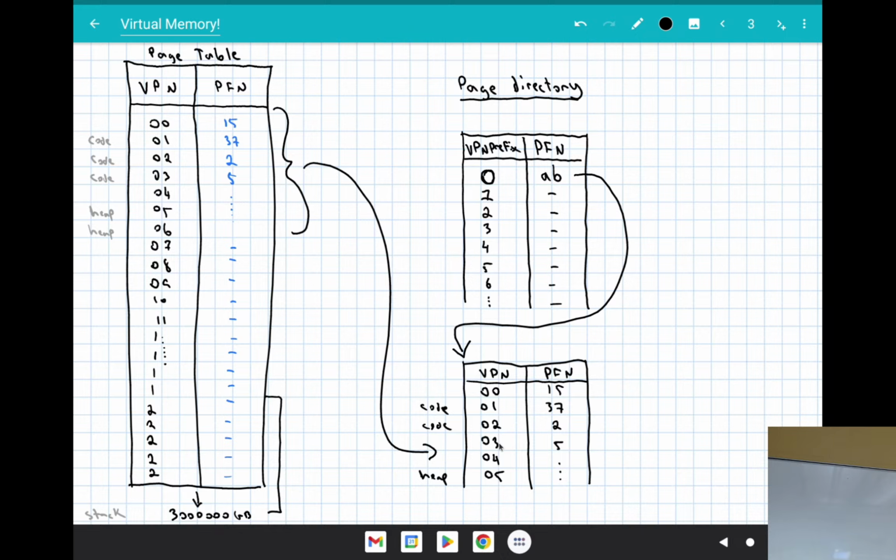The rest of them would be dashes or blanks like this. They're not actually allocated by the process. The ones at the top might be allocated, the one at the bottom might be allocated for the stack. If I'm using 4 bits, it's 16 entries. If I'm using 8 bits, it's a lot more. It's more, but it's still reasonable. It's not many millions of gigabytes anymore.